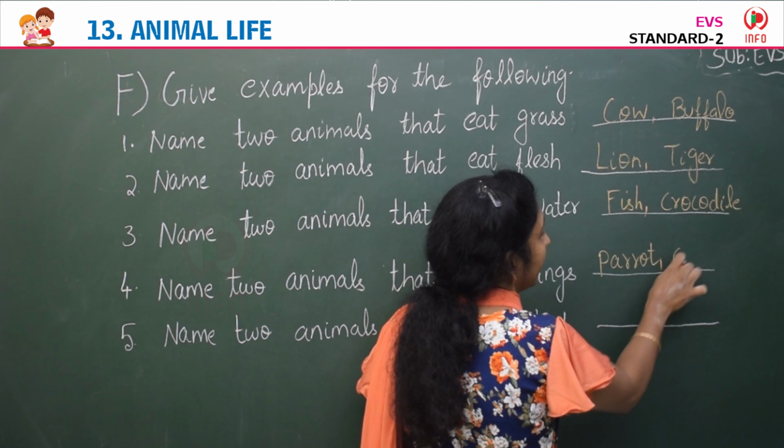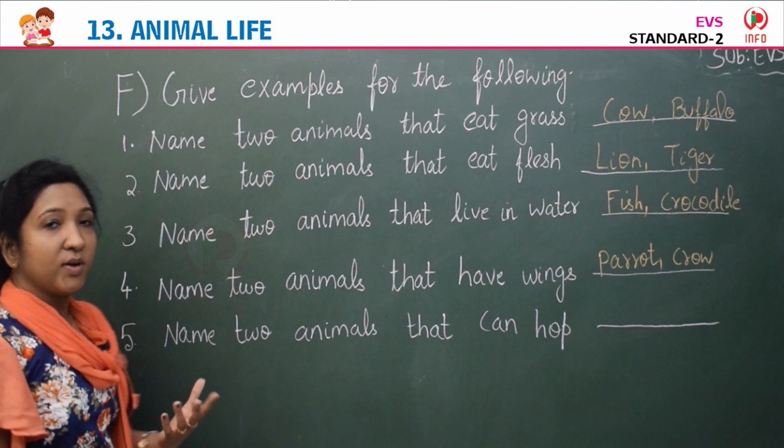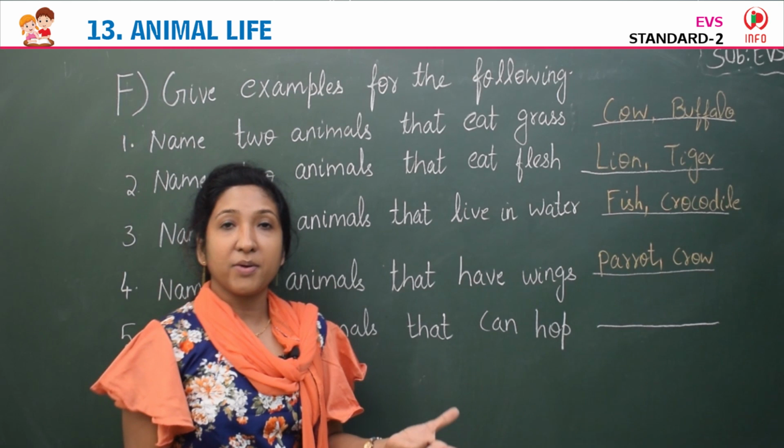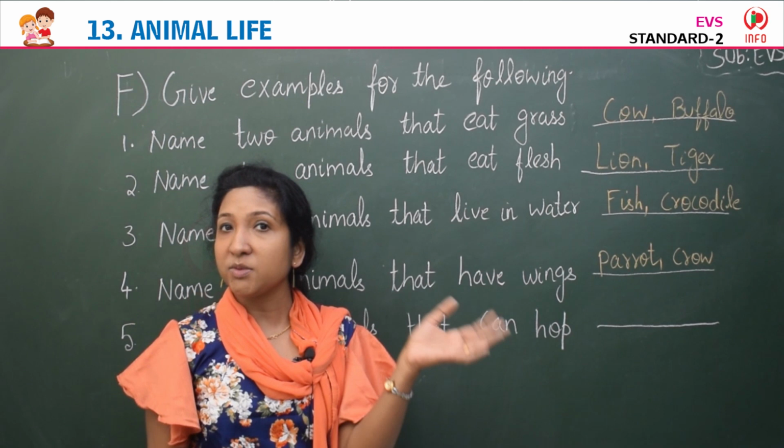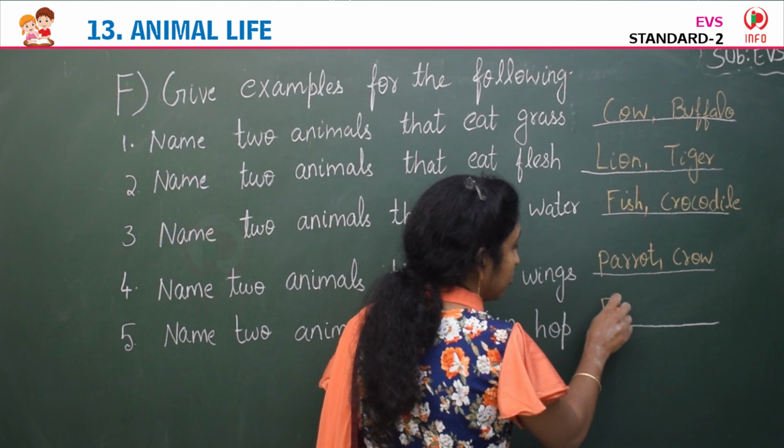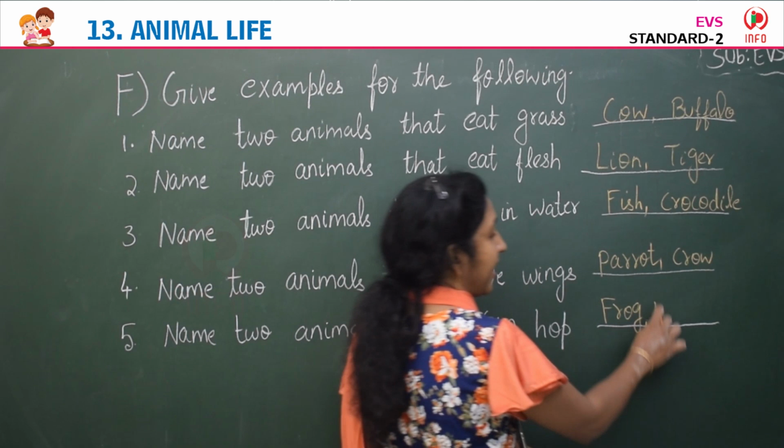Next, last one, name two animals that can hop. Jumping on one leg, hop. You learned about an animal that lives on land as well as in water. They have special back legs which help them swim in water, and at the same time on land they can hop. That is frog. One is frog, F-R-O-G, frog. Then another animal, you know, it's kangaroo. It's an animal that can hop.